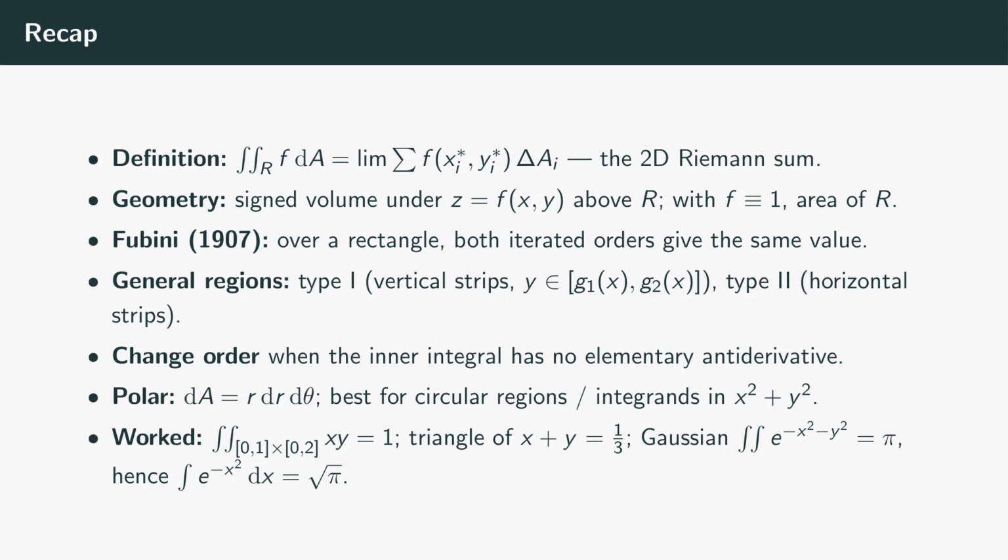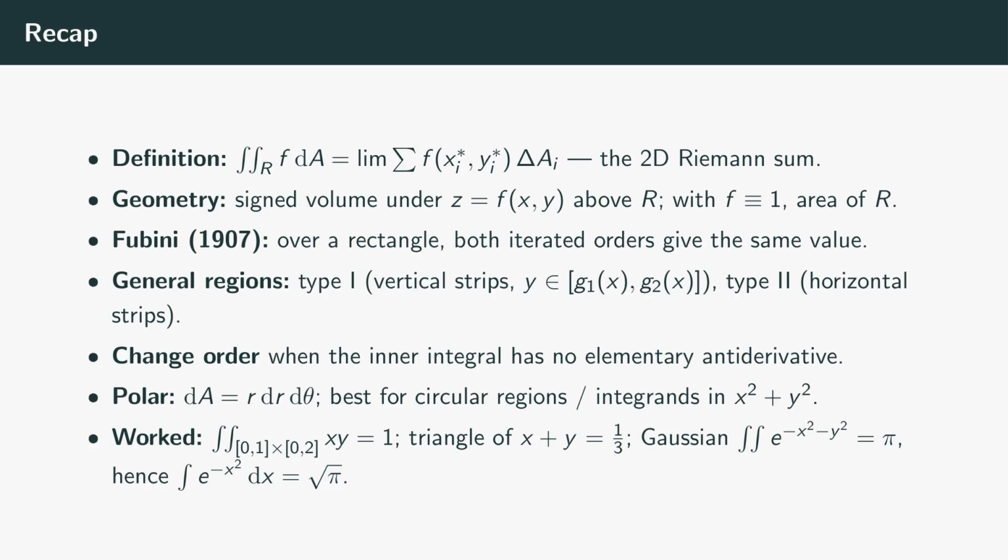Recap. The double integral is the two-dimensional analog of the Riemann integral. Partition the region, sum f times area, take the limit. Geometrically, when f is non-negative, the result is the volume under the surface z equals f of x, y above capital R. When f is identically 1, the result is the area of capital R itself.